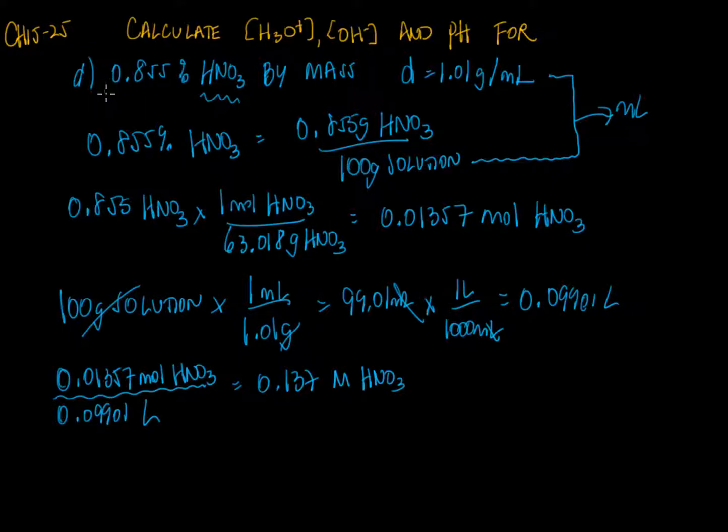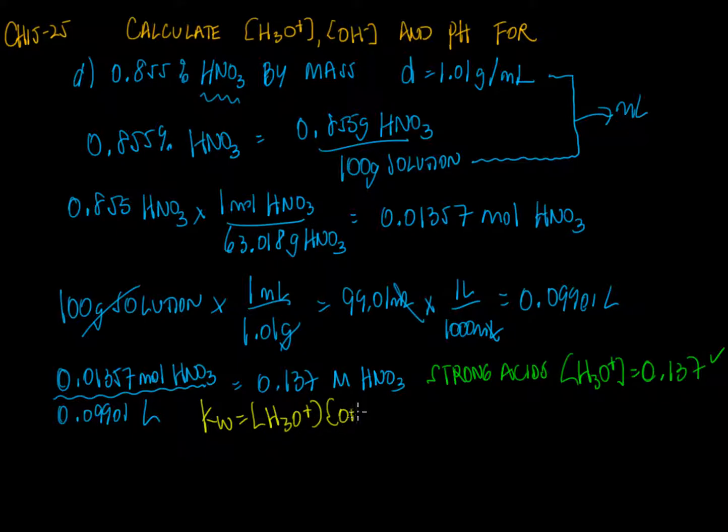It's just like parts A through C to calculate the H3O+ concentration and the hydroxide concentration. Since we're dealing with a strong acid, we know that the H3O+ concentration is equal to the starting concentration of the acid. So it's just 0.137. That was relatively easy. The hydroxide concentration is calculated by using the Kw. Kw is H3O+ times the hydroxide. If we solve for hydroxide, that's Kw over H3O+.